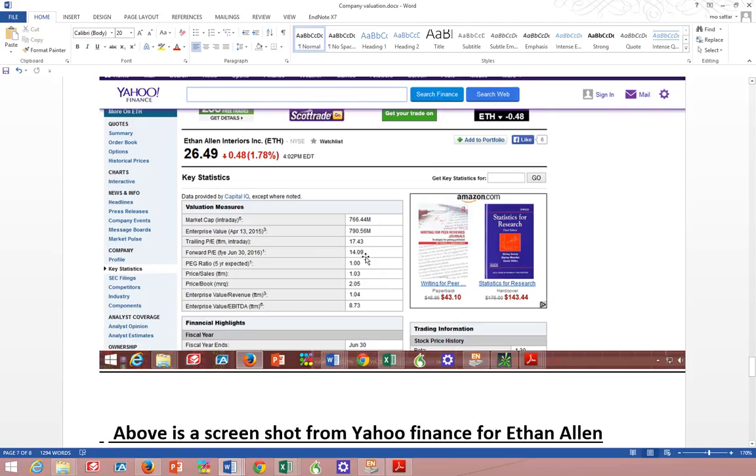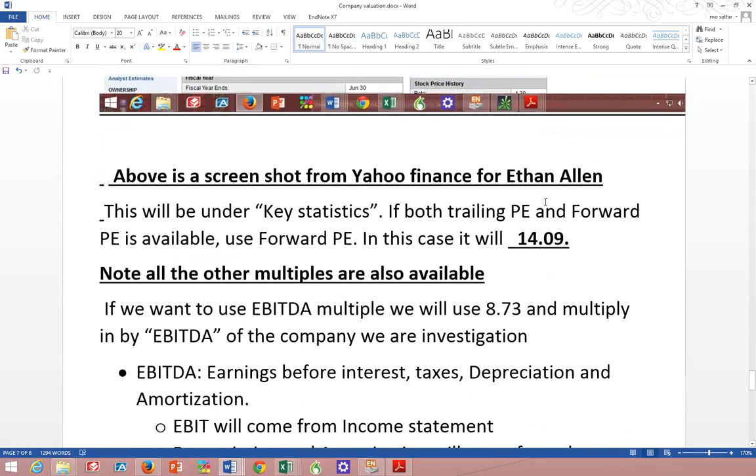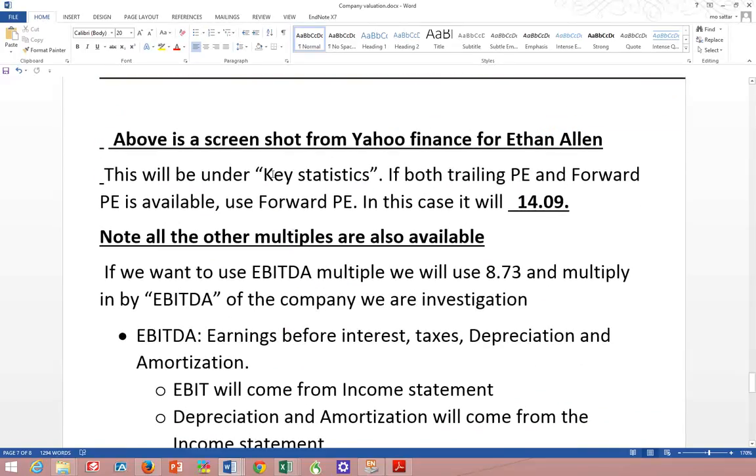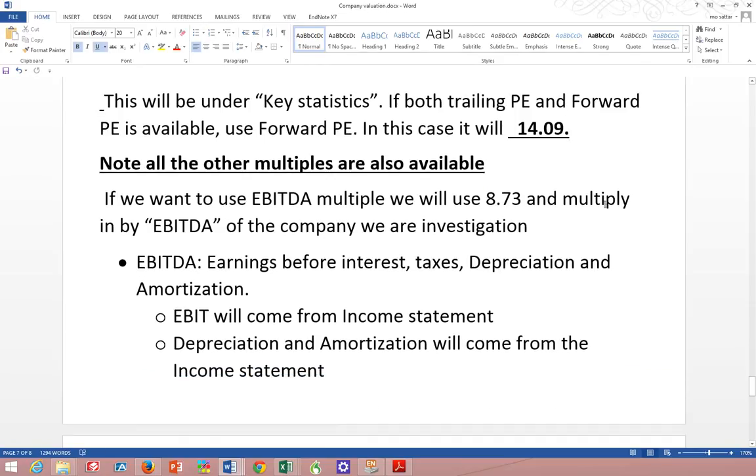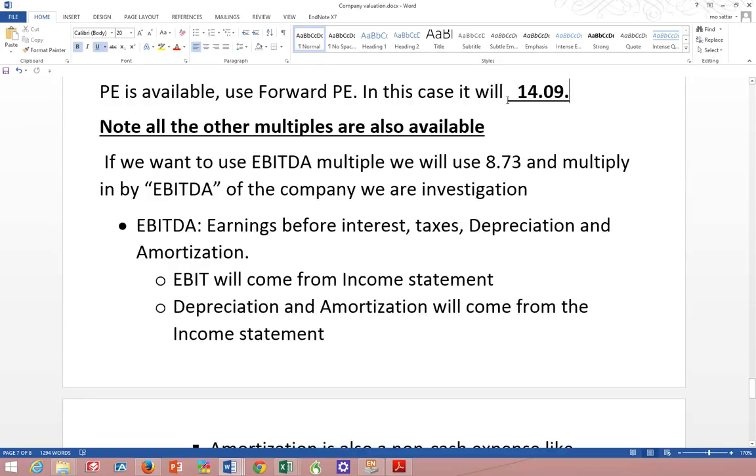Also, remember I told you there are other multiples in the book, and here are the others. If you want to find them, price to sales, for example, price to book, enterprise value, or price to EBITDA, which is the other one I want to talk about. So here is where you can get the data. Above is a screenshot from Yahoo Finance for Ethan Allen. Under key statistics, if both trailing and forward are available, I would use the forward. In this case, it's 14.09. And again, you will multiply that by earnings.